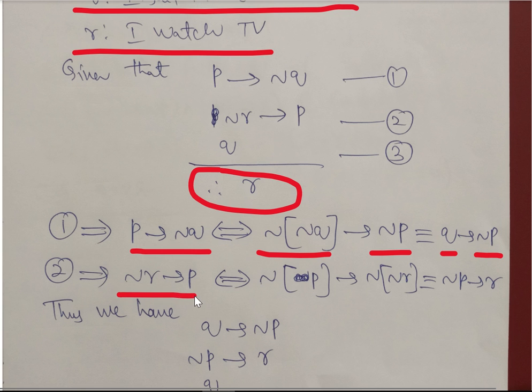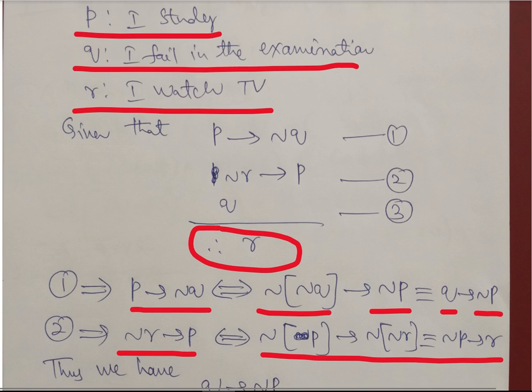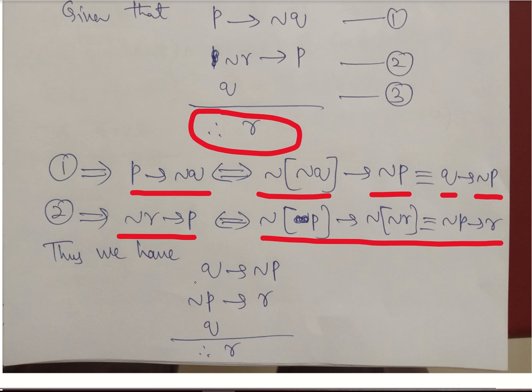Similarly, negation R implies P. Applying contrapositive again, you will get negation P implies R. Okay. So now, the given text has been replaced with this new form, that is Q implies negation P, negation P implies R, and Q.